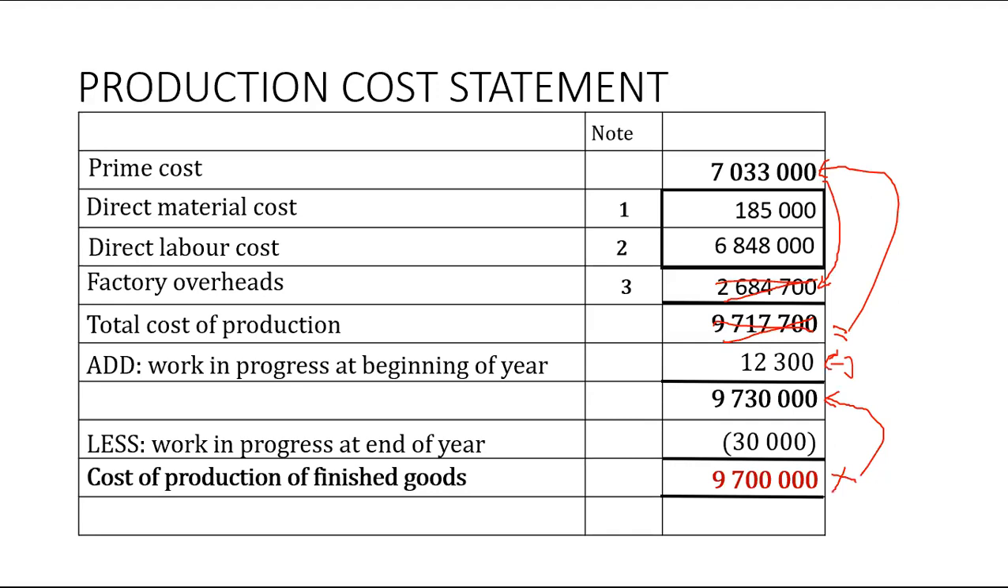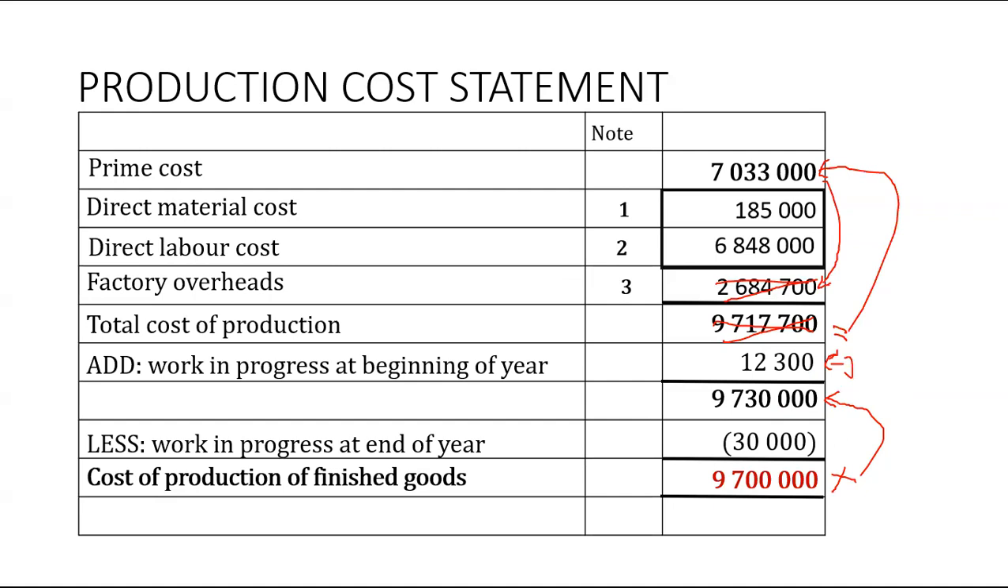Now, one question I also love asking is to calculate the cost of production per unit. All you have to do is just take whatever you get, that 9,700,000, and then you divide it by the number of units produced. That's it. That's all you have to do.